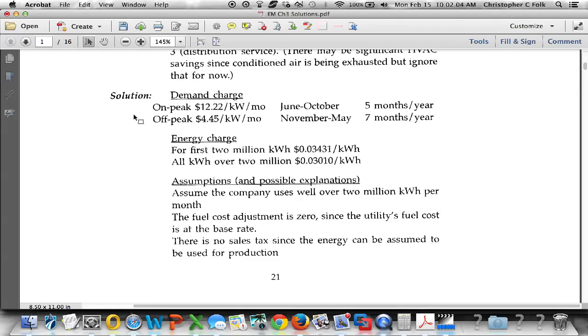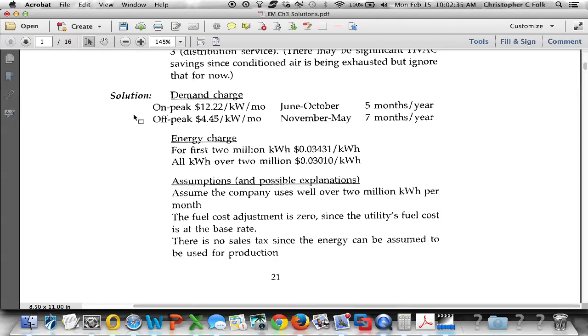Now here's the stuff that didn't show up in the problem or in the reading. And these assumptions sort of make sense after we read them. Since they've got these 6 huge fans, we can assume that they use well over 2 million kilowatt hours per month, doing the other things that they're doing. The fuel cost adjustment rate is going to be 0 since the utility's fuel cost is at the base rate. We read about that back in the description.